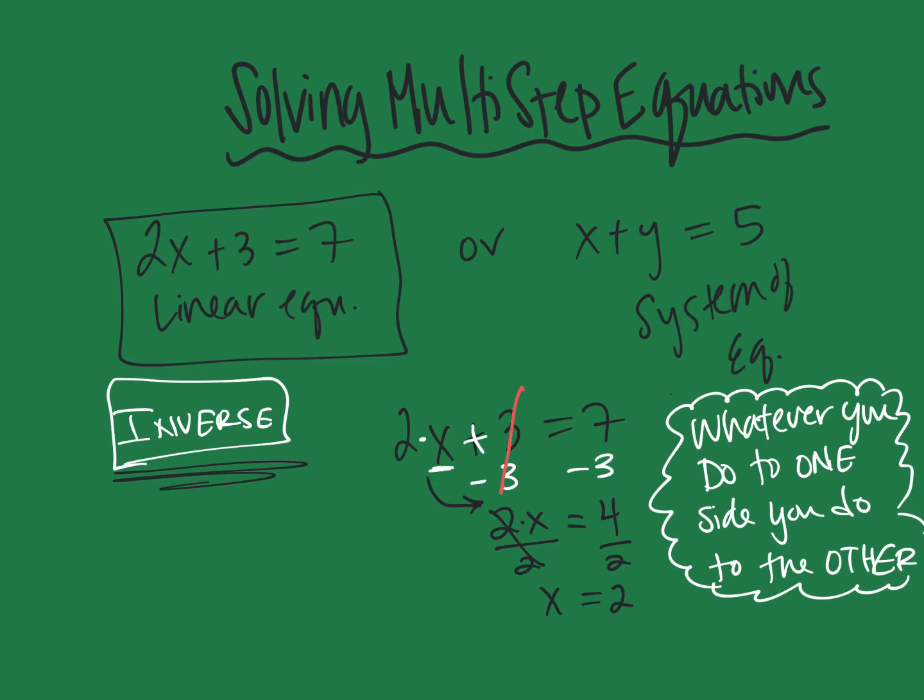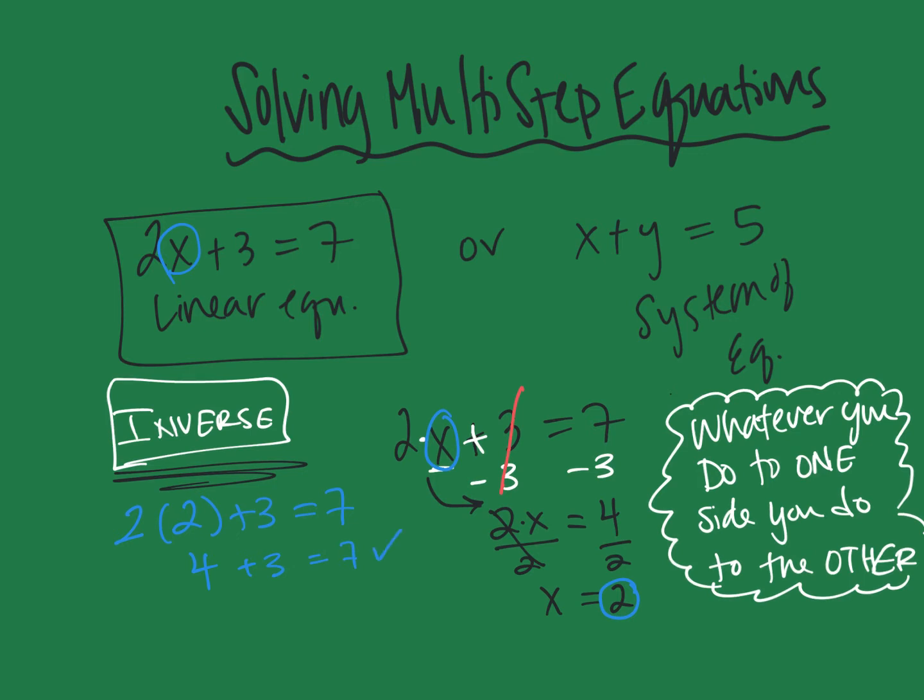Now you can always go back and plug in your solution to see if it works. So if I plug 2 back into the original equation for x, does that work? Is 2 times 2 plus 3 equal to 7? Well, this is 4. Now I go in order of operations. So we multiply and then we add. So 2 times 2 is 4, plus 3 is 7. Hey, that works. So I can always check my work.